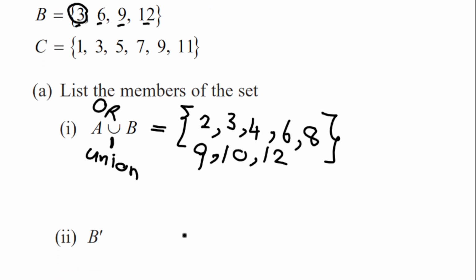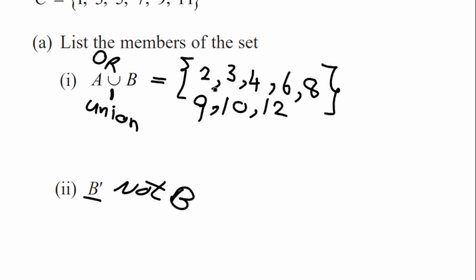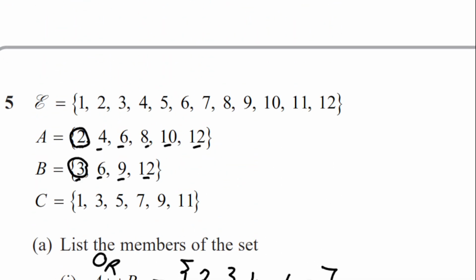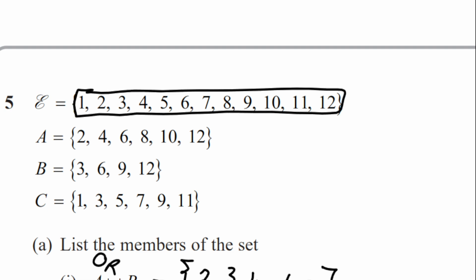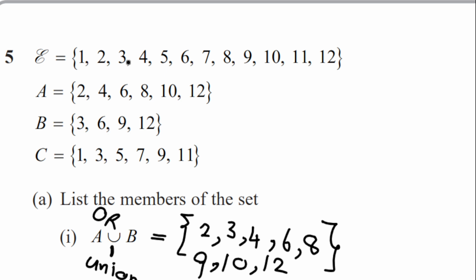The next question says this is not B. Anything that is not in B. So what's B? B is just 3, 6, 9, 12. Anything here and not in B, which are 1, 2, the 3 is there, so we don't write it. 4, 5, 6 is in B, so we don't write it. 9 is in B, and 12 is in B. So anything that is not in B.